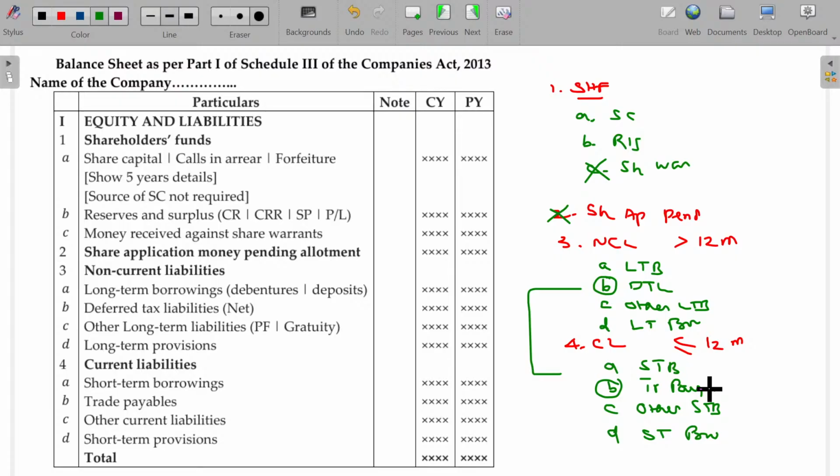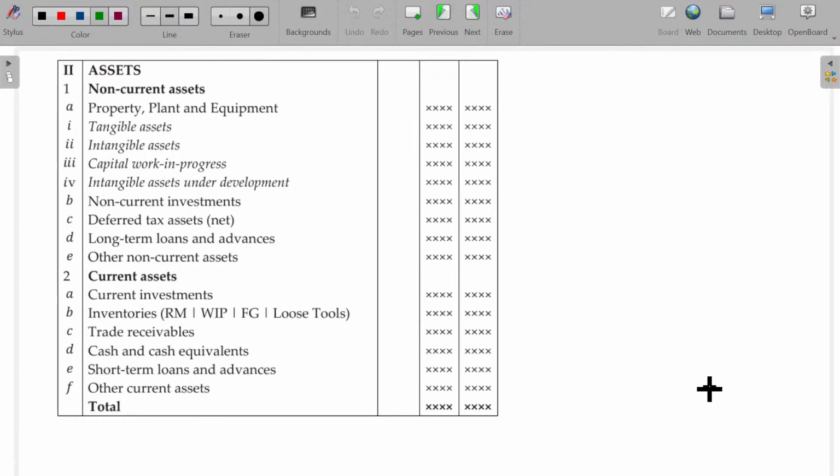Clear? These are the components in your equity and liabilities, especially shareholders' funds and others. Then how about the assets? In case of assets, the second block, we have two major blocks: number one being non-current assets, number two being current assets.